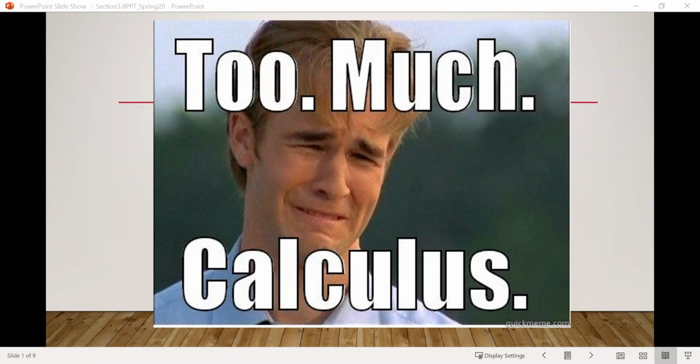And I like this meme that we have here, even though I know it would not relate to any of you, because I know you all are just loving this calculus thing and are not feeling at all like James Van Der Beek in this picture here.